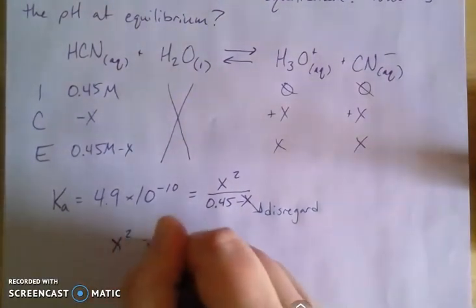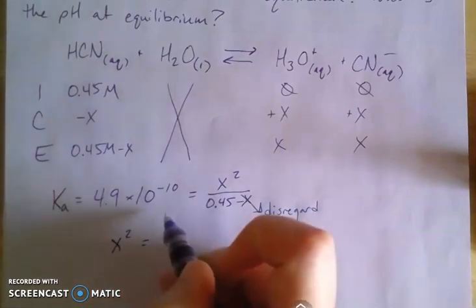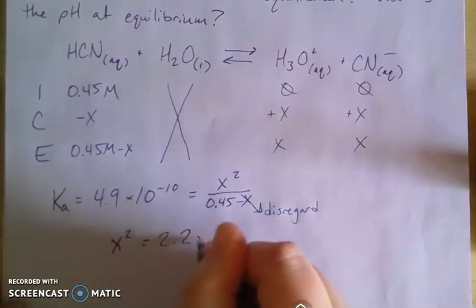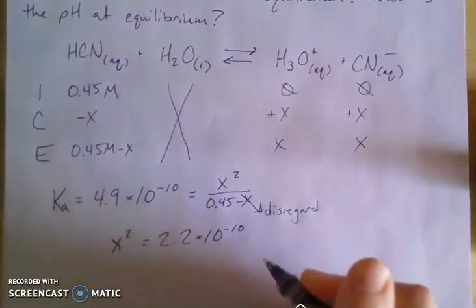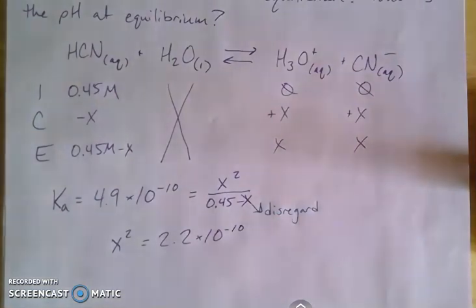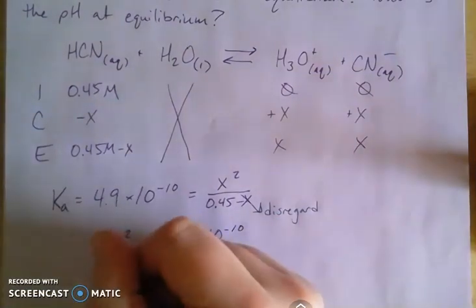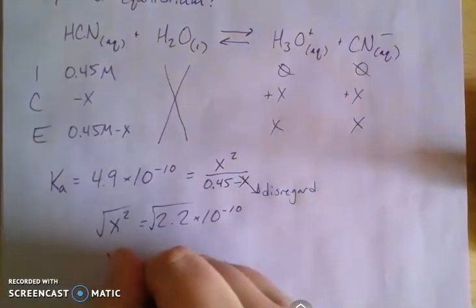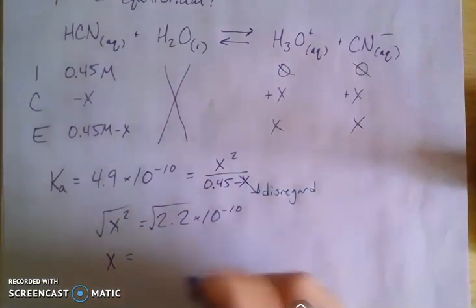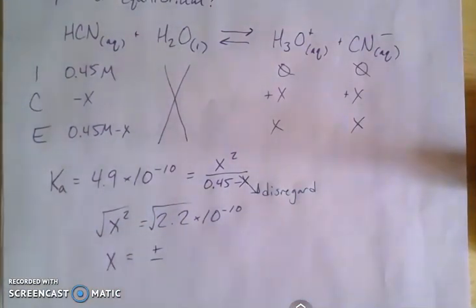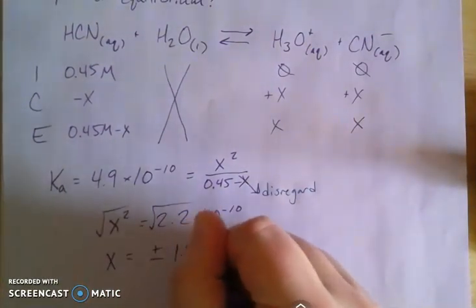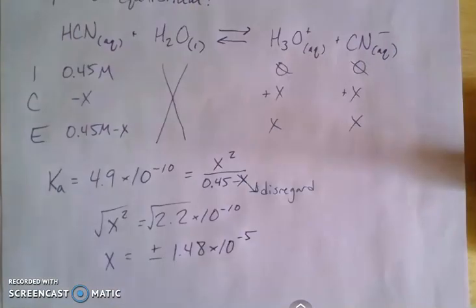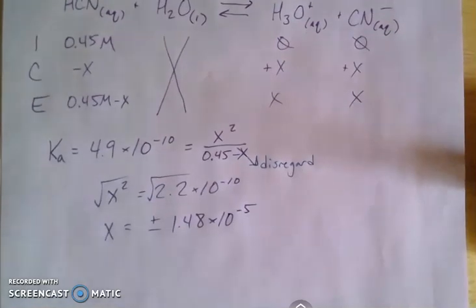So now I'm going to have an X squared that's equal to this 0.45 times this value here, which gives me 2.2 times 10 to the negative 10th. And hopefully you're checking my math and doing the math along with me at home. When I take the square root then to get rid of that exponent, we know that it gives us two values, a positive and a negative value. So I end up with plus or minus 1.48 times 10 to the negative 5th. And you'll see that I've kind of grown some significant figures there. We'll round at the end.